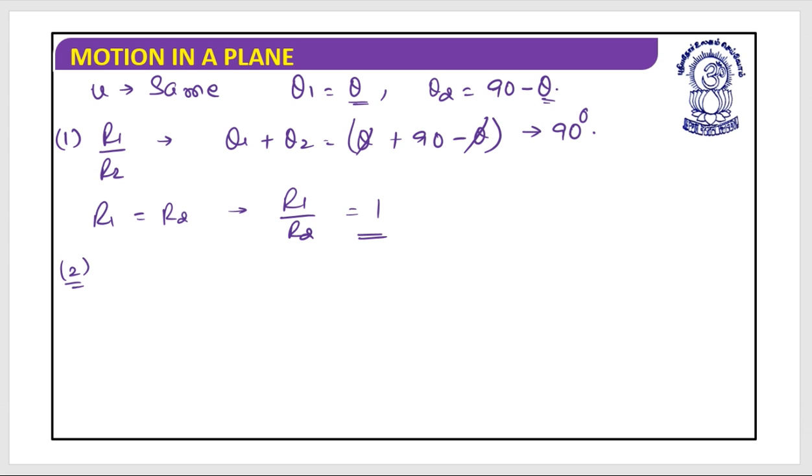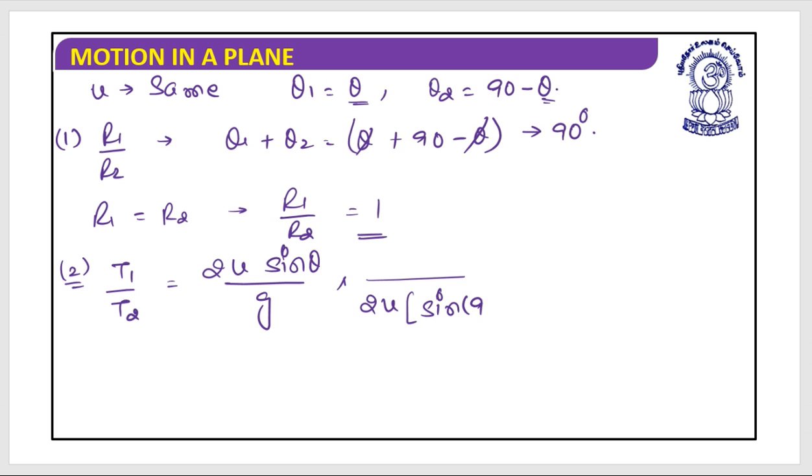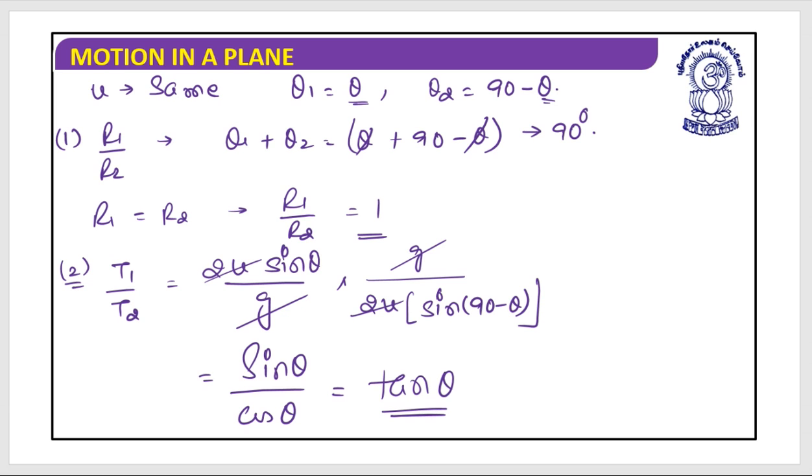Next is the time of flight, T1 is to T2. Now what is the formula of T1? It's 2u sine theta divided by g. And what is the formula of time of flight T2? It's 2u sine of 90 minus theta divided by g. I hope this is clear to you. The g is gone, the 2u is gone, so whatever I am left with is sine theta divided by sine of 90 minus theta. Sine of 90 minus theta is cos theta, and sine theta by cos theta would be tan theta.